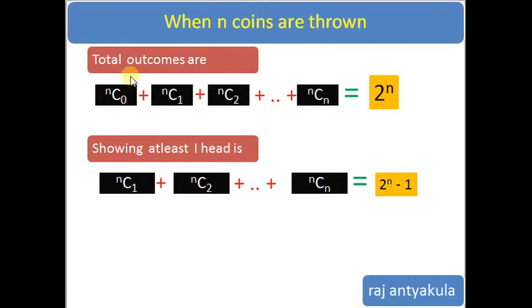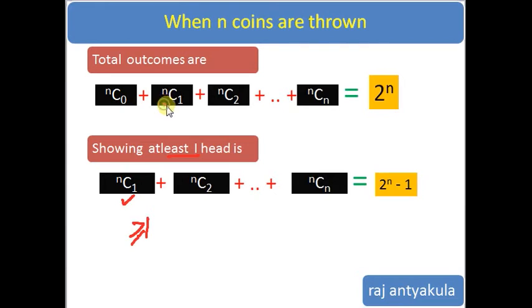See here, when n coins are thrown, total outcomes are nC0 plus nC1 plus nC2 and so on up to nCn, which is equal to 2 power n. Showing at least one head means it can show one head or two heads or three heads and so on up to n heads. So it can show one head in how many ways? nC1 ways. Plus, at least one head means greater than or equal to. So one head or two heads or three heads and so on, all heads, which is nothing but n heads. Okay, nC1 plus nC2 and so on up to nCn.